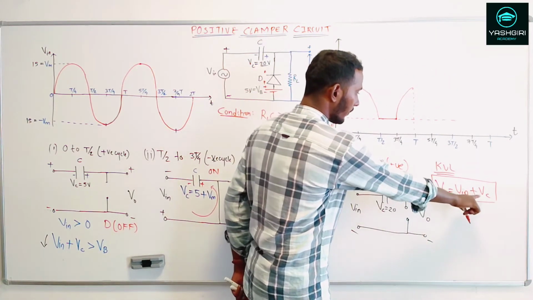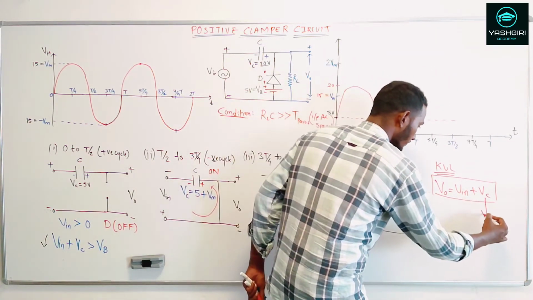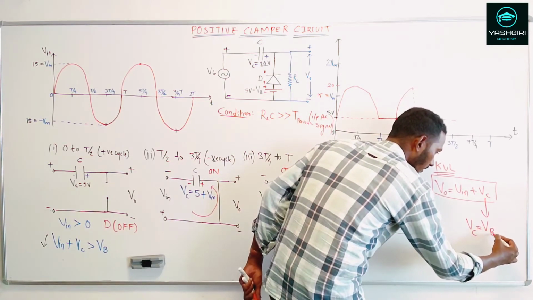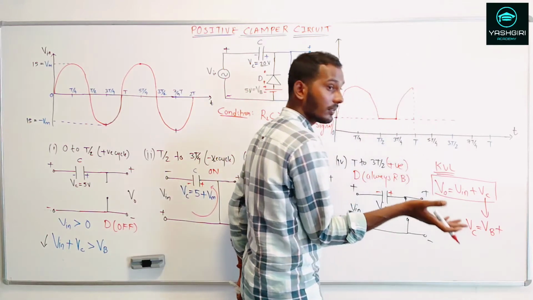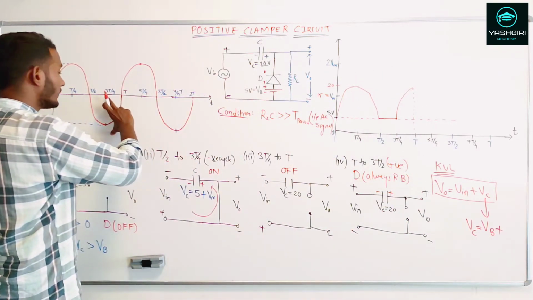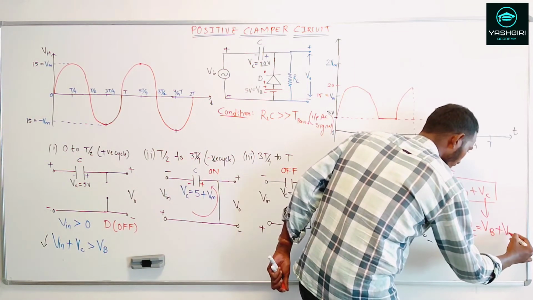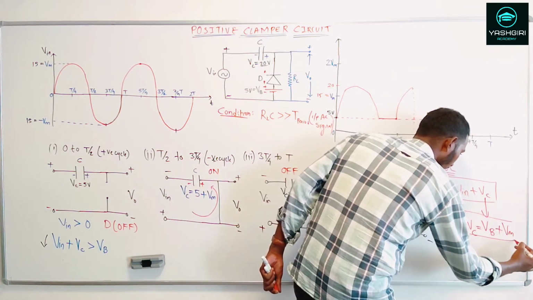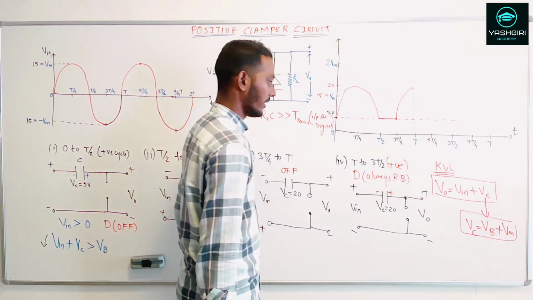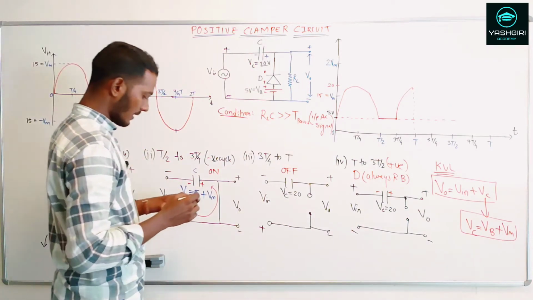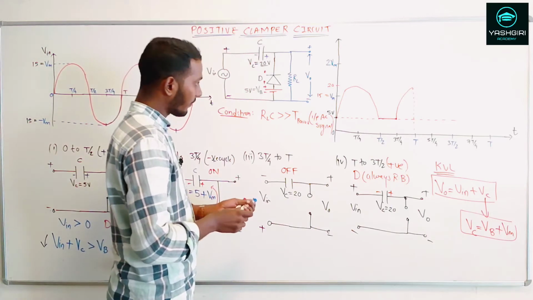What we know is the voltage across the capacitor is the biasing voltage plus the voltage of the negative input signal, which will be coming as Vm. So Vc is equal to Vb plus Vm. Now, let's plot the output waveform.